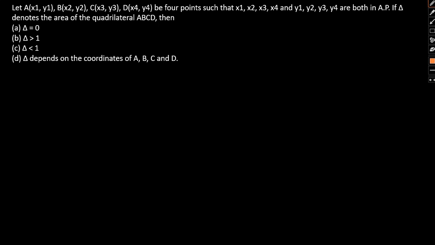Let A(x1, y1), B(x2, y2), C(x3, y3) and D(x4, y4) be the 4 points such that x1, x2, x3 and x4, and y1, y2, y3, y4 are both in AP. Let triangle denote the area of the quadrilateral ABCD, then we need to basically find the area of the same.